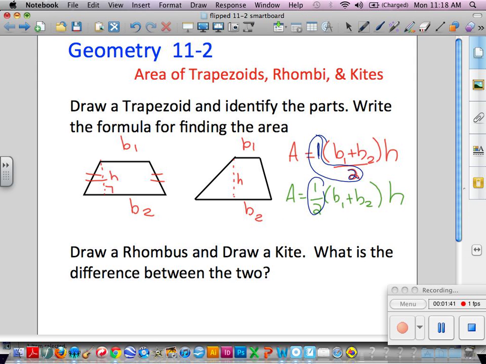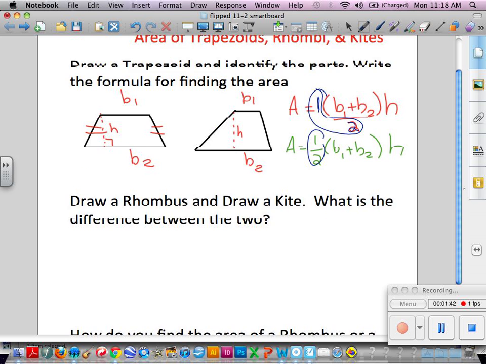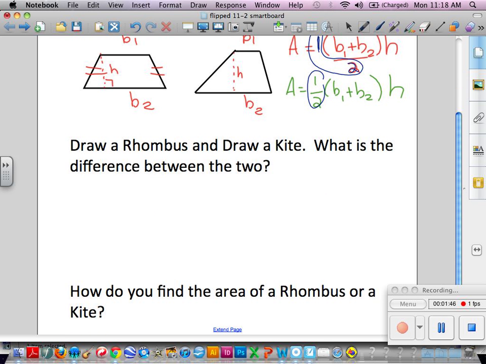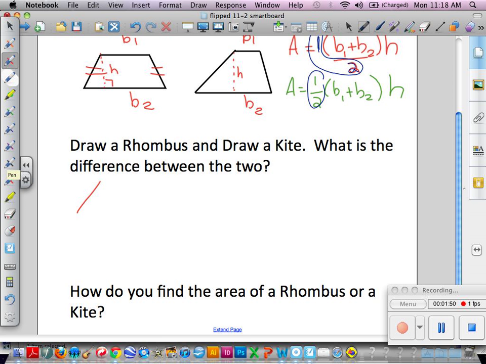Let's look at the second part here. It says draw a rhombus and draw a kite. What's the difference between the two? A rhombus has all sides equal. A kite has two pairs of adjacent sides equal. Oh, my kite doesn't look very good. Those two are equal, and those two are equal.